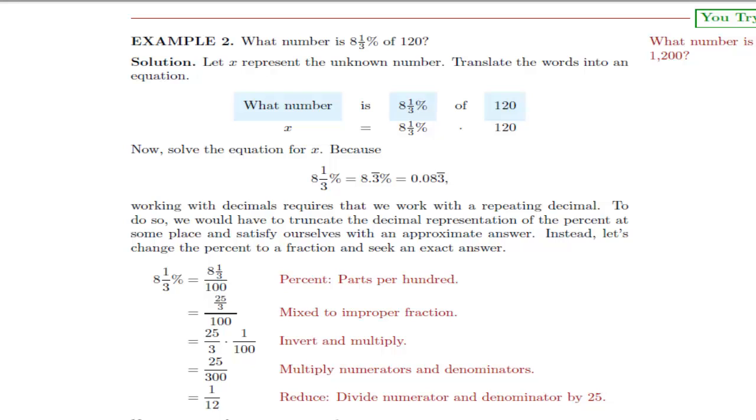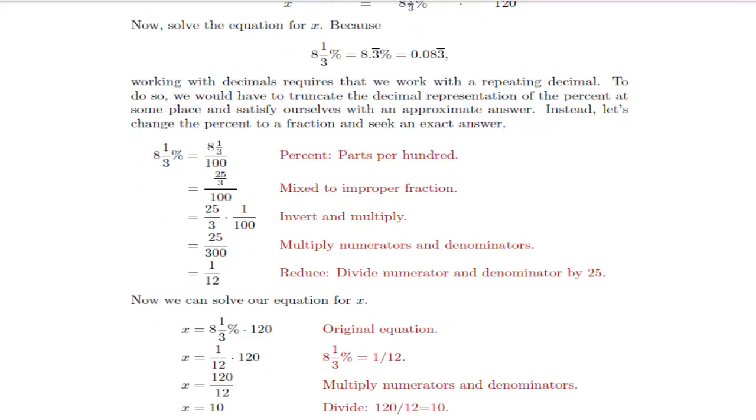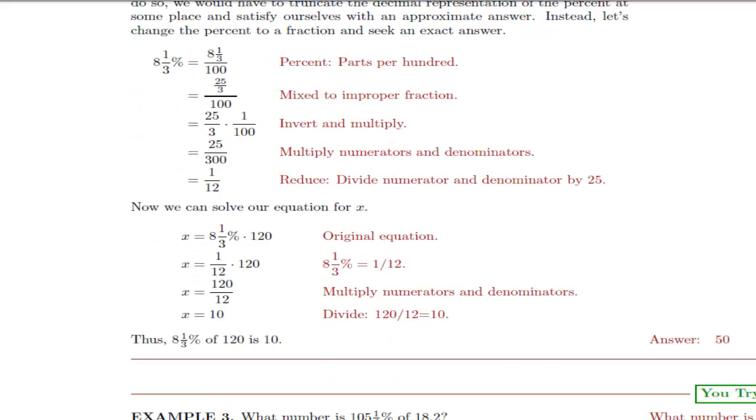So changing 8 1/3% to a fraction, we write 8 1/3 over 100. Then change 8 1/3 to the improper fraction 25 over 3. Then 25 over 3 divided by 100 is 25 over 3 times 1 over 100, because we invert and multiply the second fraction. Multiplying the fractions, we get 25 times 1 is 25 in the numerator, and 3 times 100 is 300 in the denominator. Reduce to get 1 over 12. Now we can solve our equation for x. So x equals 8 1/3% times 120 becomes x equals 1 over 12 times 120. 1 over 12 times 120 is 120 over 12, and 120 divided by 12 is 10. Thus, 8 1/3% of 120 is 10.